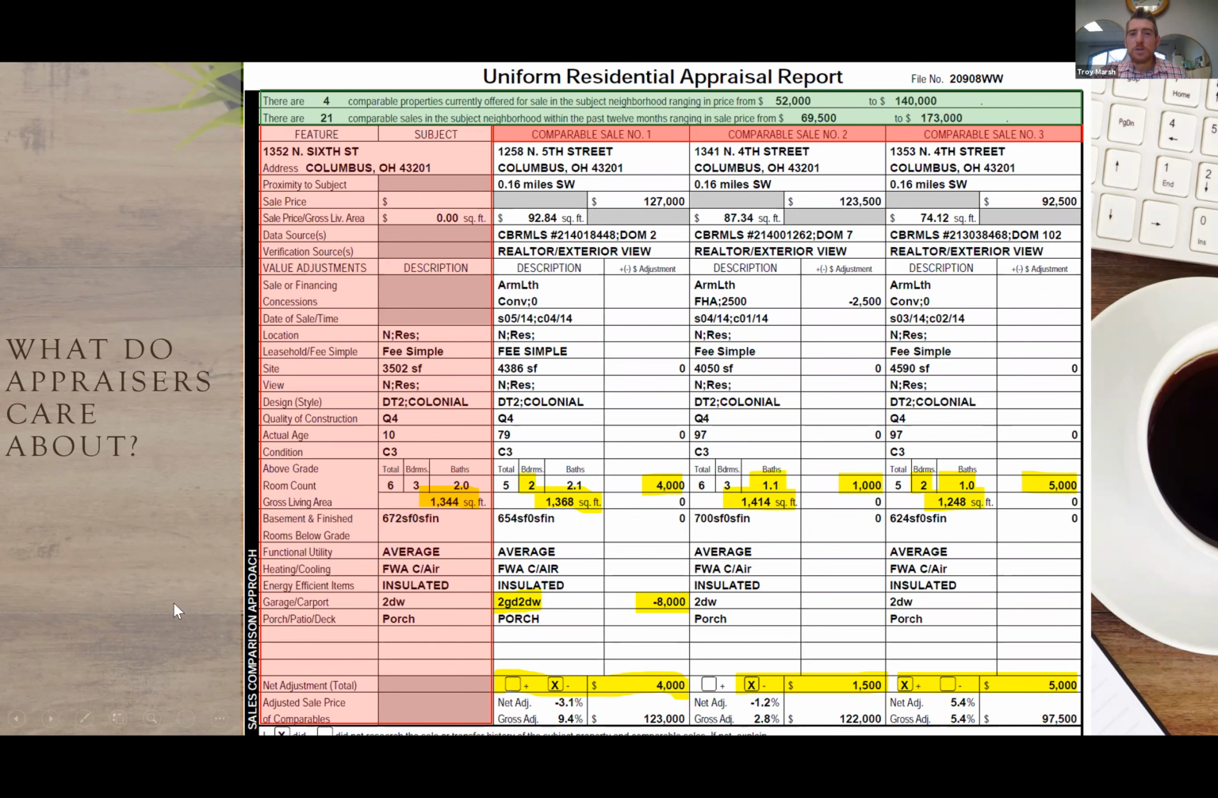All right, so what do appraisers care about? What I did was pull an investment property that I bought, just so I can stay compliant. I'm agreeing to share my information with you and not somebody else's. But I wanted to give you this example because if you've never looked at an appraisal before, you may not understand how purely data-driven appraisals are.